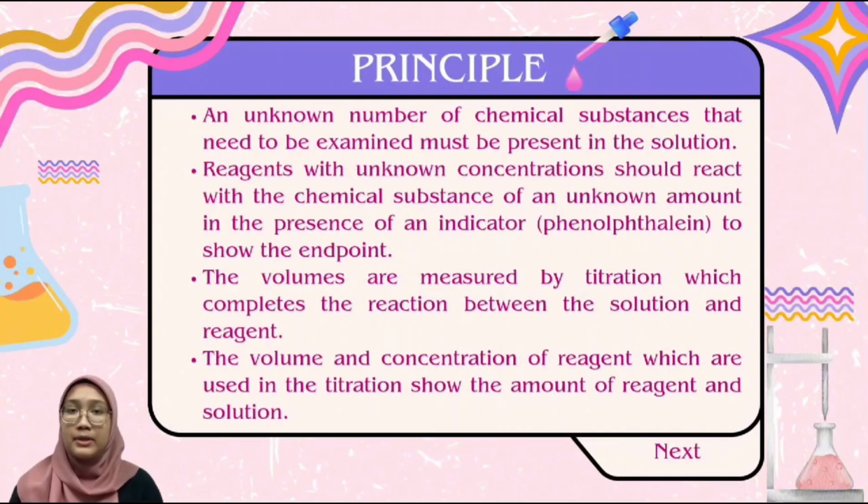There are 4 principles of volumetric analysis. The first one is that an unknown amount of the chemical substance that needs to be examined must be present in the solution. The second one, the reagent with known concentration should react with the chemical substance of unknown amount in the presence of an indicator, phenolphthalein, to show the endpoint. The third one, the volume is measured by titration, which completes the reaction between the solution and reagent. And the last one is the volume and concentration of reagent used in the titration show the amount of reagent and the solution.